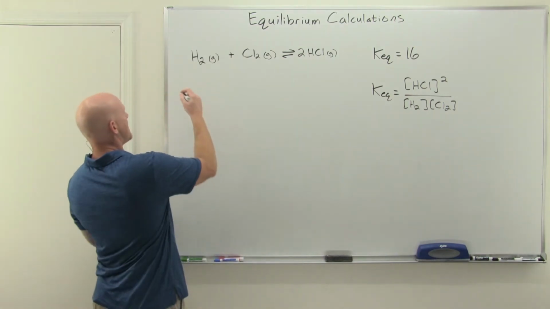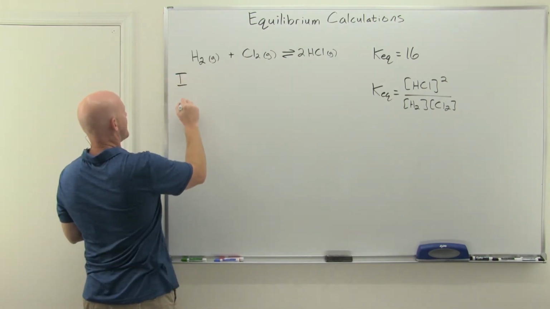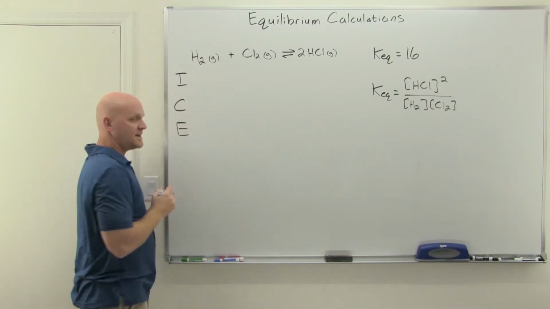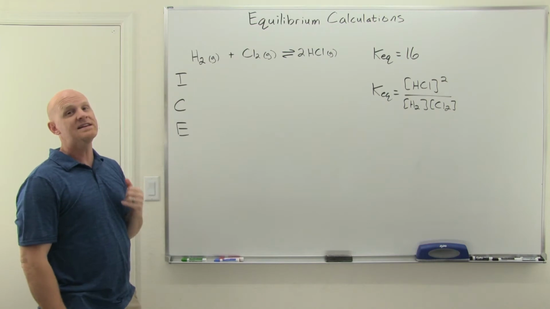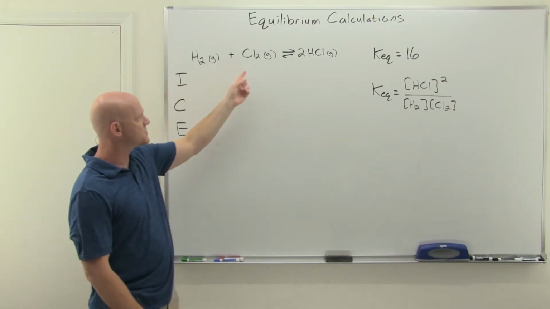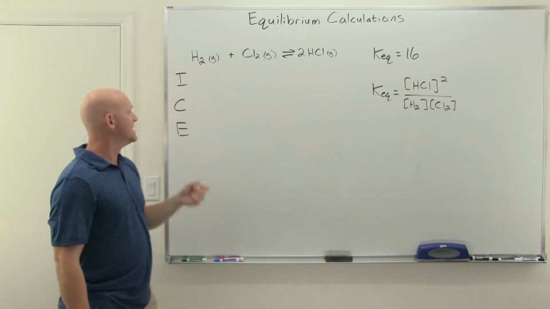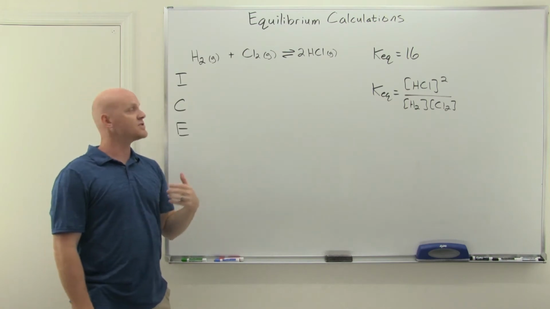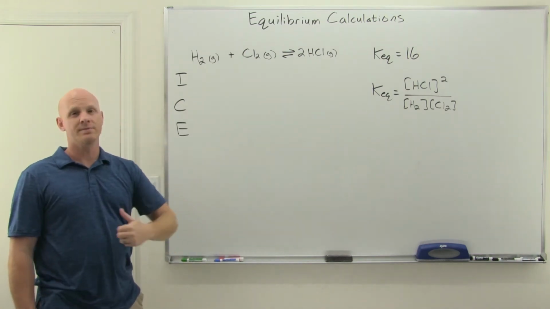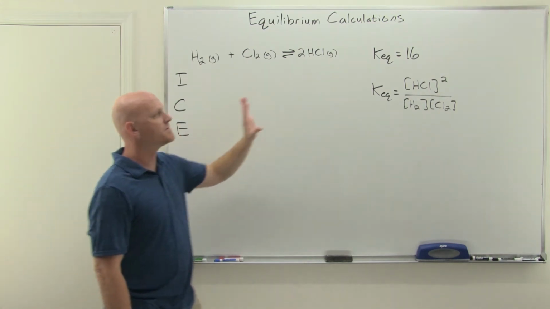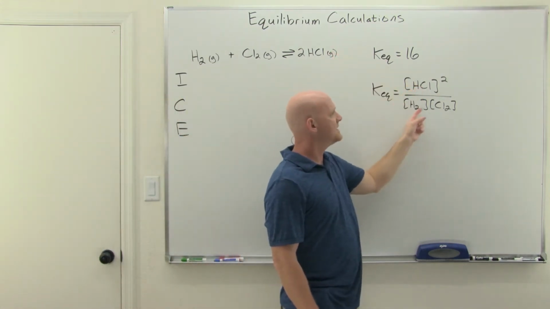All right, so let's talk about this ICE table for a second. So we got I, we got C, and we got E. And these are just a mnemonic here. So I stands for the initial concentration. We're going to have an initial concentration of all three of our species. C is going to stand for the change in the concentration. And then E is going to stand for the equilibrium concentration. And it is the equilibrium concentrations we want to stick into this lovely formula.